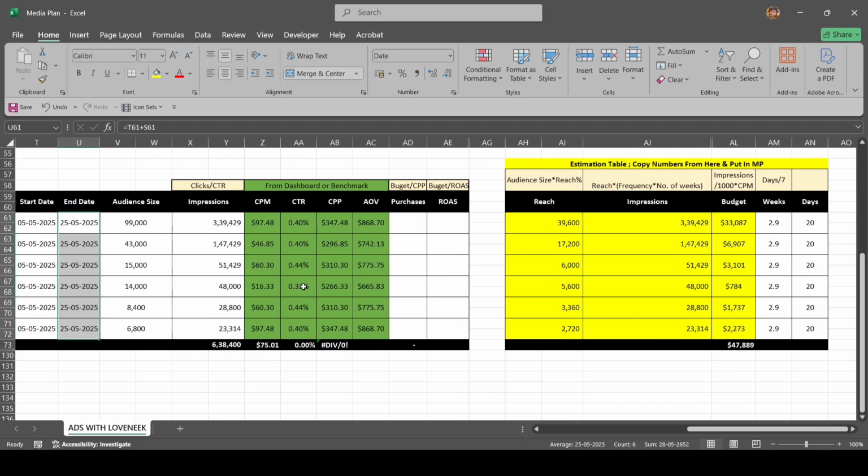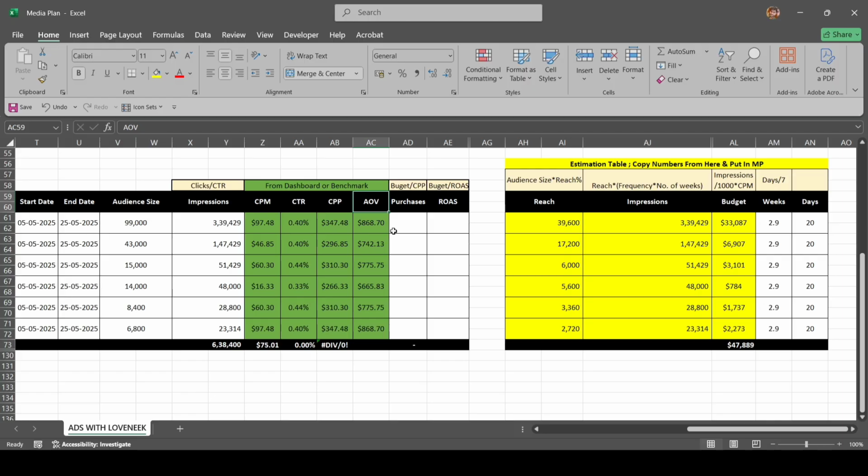So till then we have followed the same process we followed for our awareness phase campaigns as well as our traffic phase campaigns. Now if you have noticed, there are two metrics that I have added which were not there in awareness phase and the traffic phase campaigns. The metrics here are cost per purchase and the AOV. This will help us to calculate the number of planned purchases and the planned ROAS.